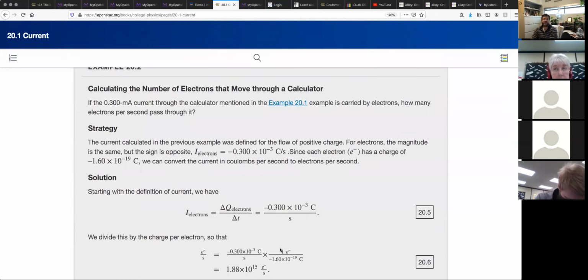So let's actually use the current to calculate the number of electrons moving through the calculator that we had earlier. We have the current is 0.3 times 10 to the minus 3 coulombs per second. And here they're labeling it as the current of the electron. So that's actually a negative on there because it's a negative amount of charge. So they're saying the current of the electrons is this thing. How many electrons actually move through there?